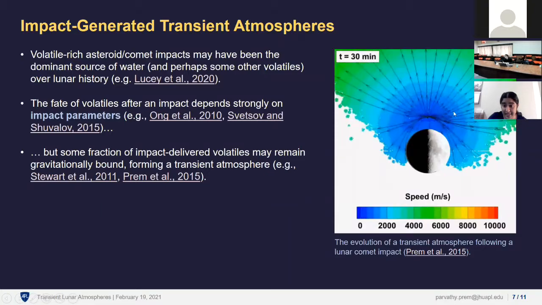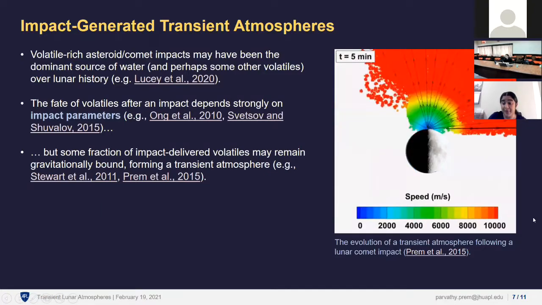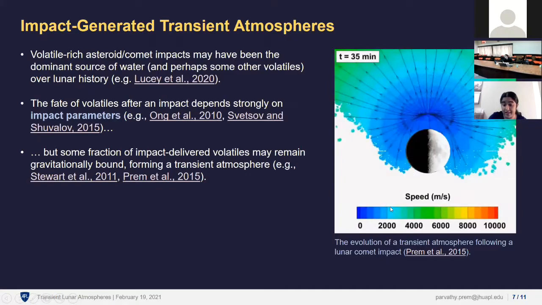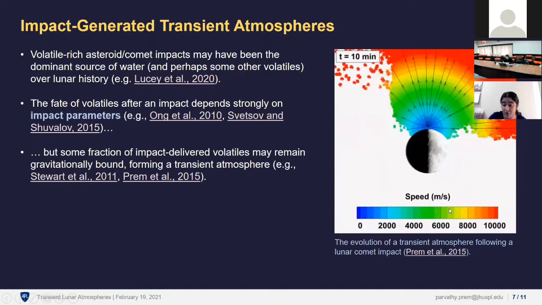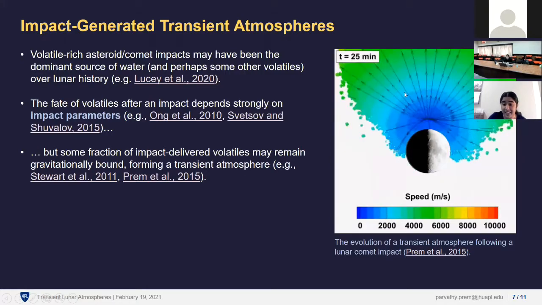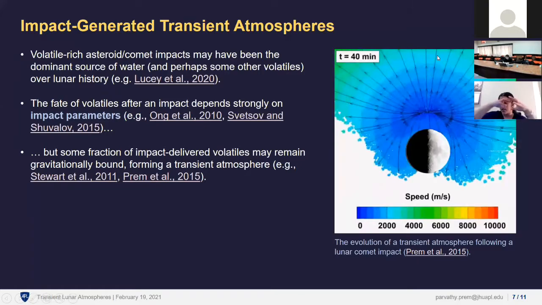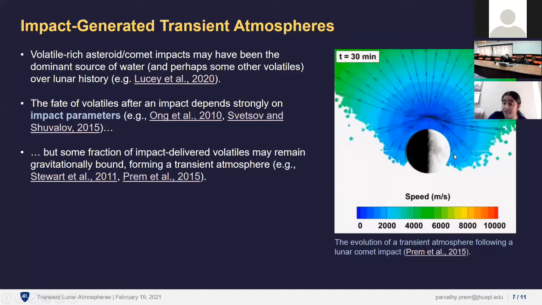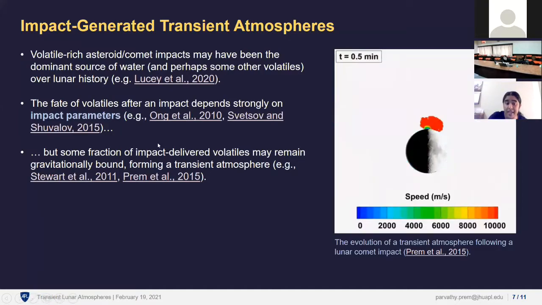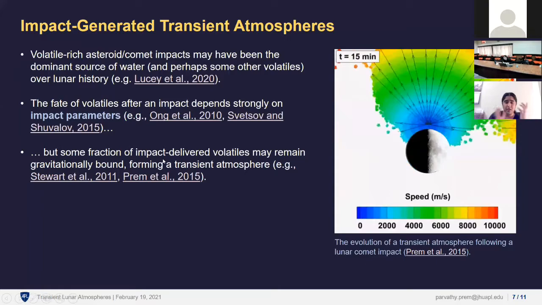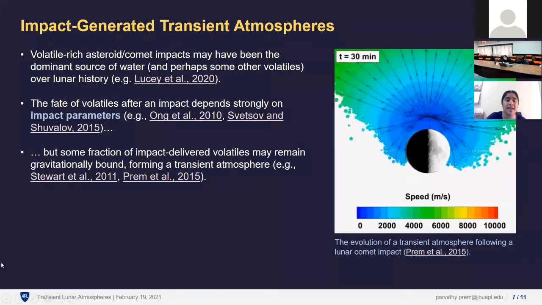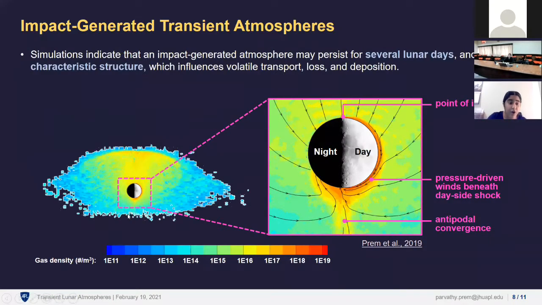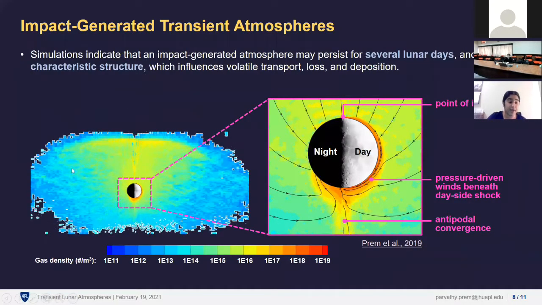In this case, the colors here show you the speed of that vapor. And now escape velocity on the moon is around 2,300 meters per second. And so you'll see that a lot of this vapor that's released is going so fast that it escapes the Earth-Moon system. But some fraction of it is traveling more slowly, and it remains held by gravity around the moon to form a temporary atmosphere.